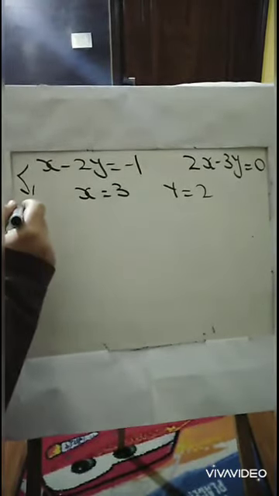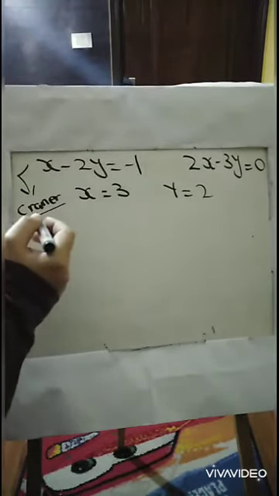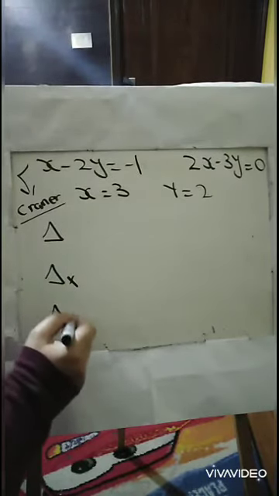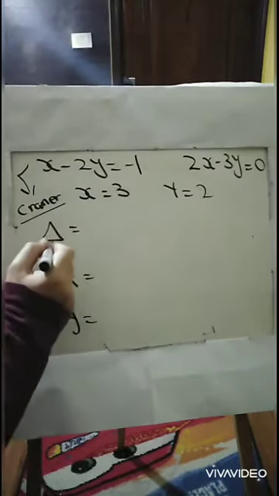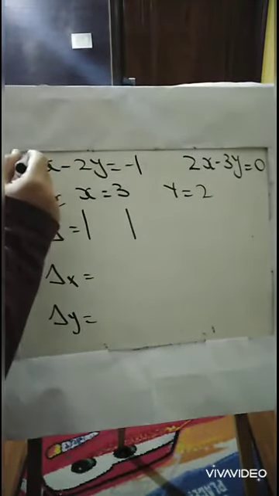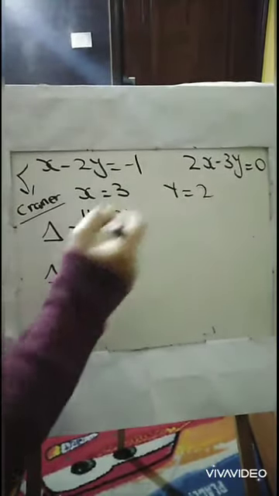The last method is called the Cramer method. Cramer was a scientist. He discovered a new method. He said delta, delta x, delta y. What's the meaning of delta or D? Determinant, by using the coefficients of x and y. What are the coefficients here? 1, negative 2, and 2, negative 3.